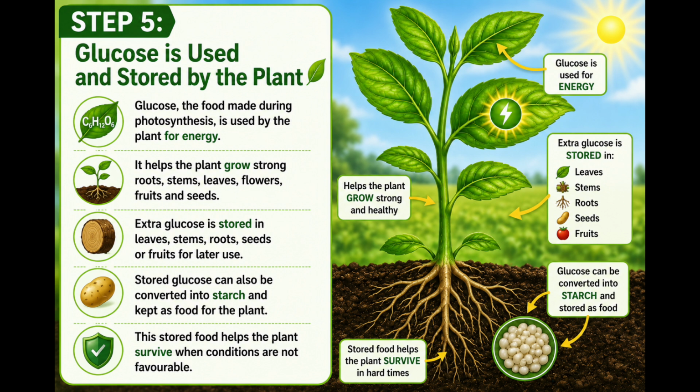When there is little sunlight, during cold weather, or in other unfavorable conditions, the stored starch is changed back into glucose. This provides the energy the plant needs to survive and continue growing until conditions improve. This is how plants make sure they always have a supply of food and energy when they need it most.